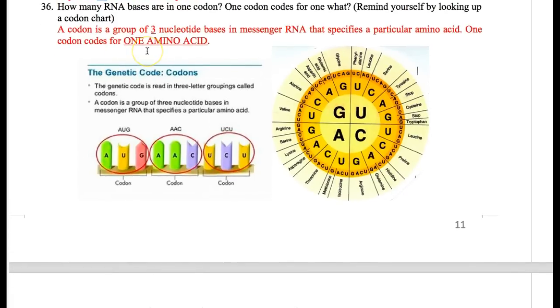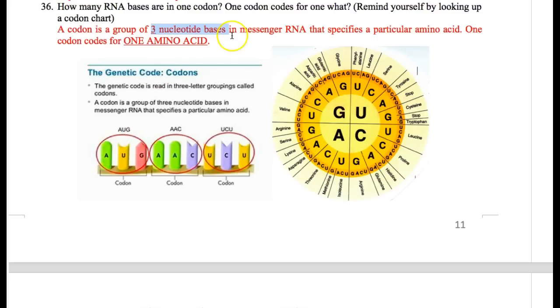How many RNA bases are in one codon? So a codon is a sequence of RNA that can code for a specific amino acid. Remember, an amino acid is the monomer of a protein. The polymer of a protein is called a polypeptide. So there are 3 RNA bases, 3 nucleotide bases, that code for one amino acid. 3 nucleotides, 1 amino acid. A bunch of amino acids is called a polypeptide or a protein.